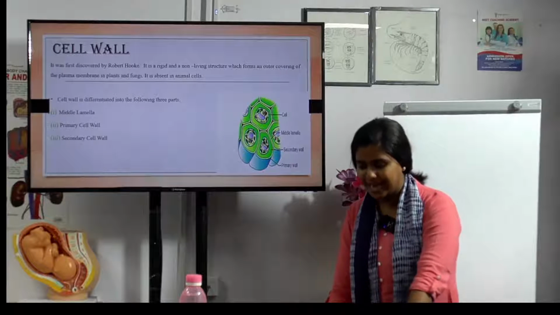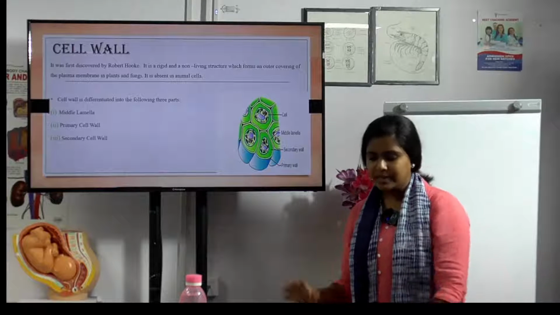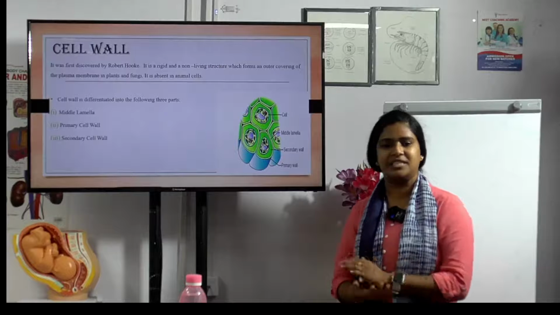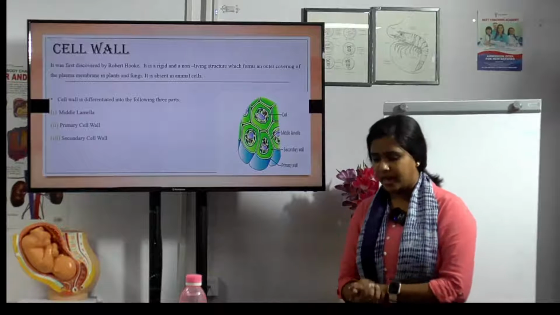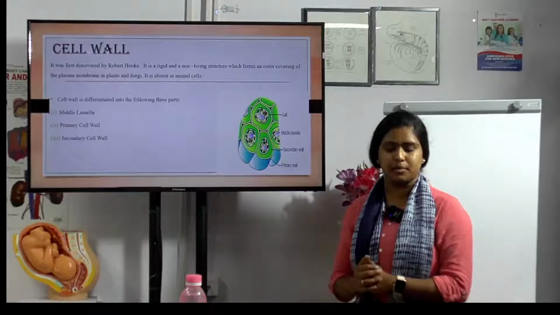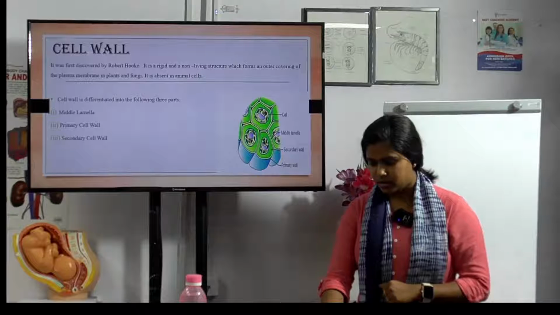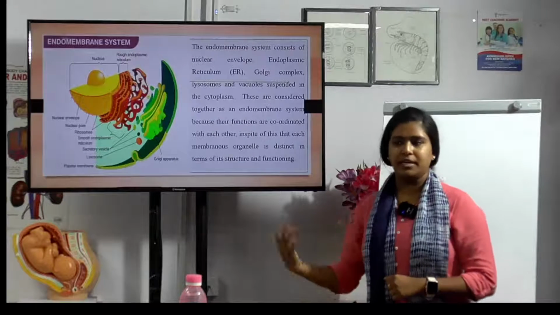Magnesium and calcium pectate. Okay. The cell wall provides a definite shape and structure to a cell, and it also helps in cell interaction. And it also prevents damage and injury from external factors.